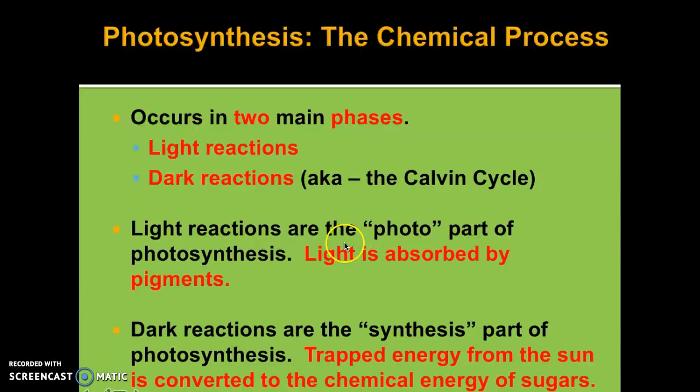Now, the light reactions are the photo part of photosynthesis, which is basically where light from the sun is absorbed by different pigments like chlorophyll A and B. The dark reaction is basically the synthesis part of the process where the making is happening, and this is where trapped energy from the sun is converted to the chemical energy of sugar. So for the light reaction, you need to know that light is necessary for it, and for the dark reaction, light is absolutely not necessary.